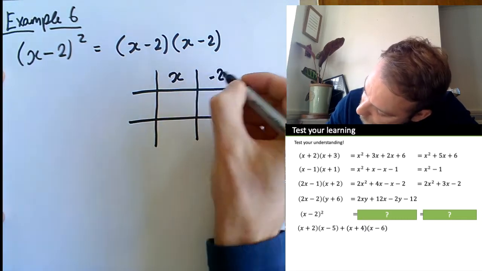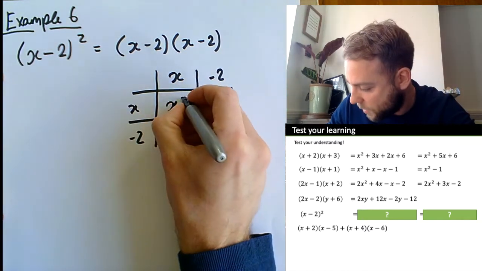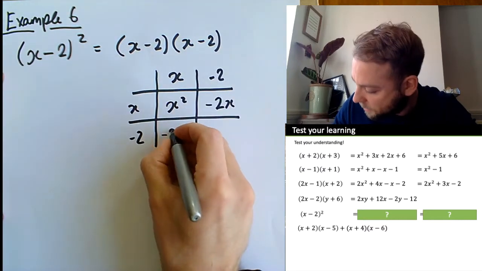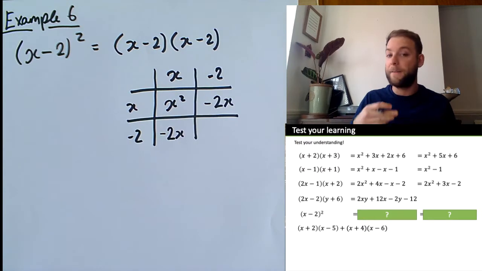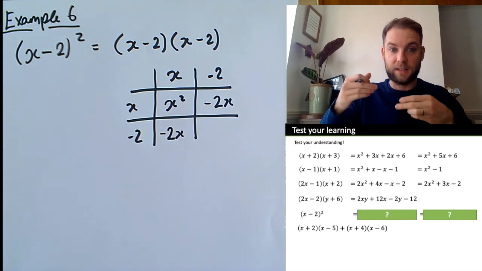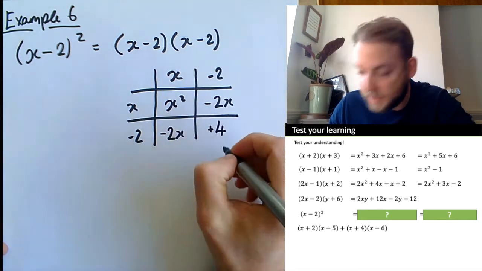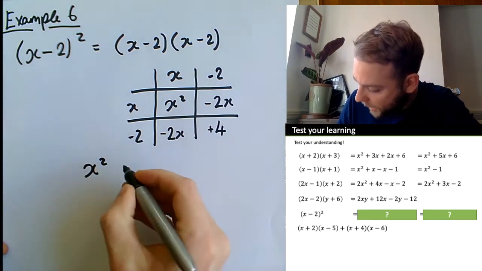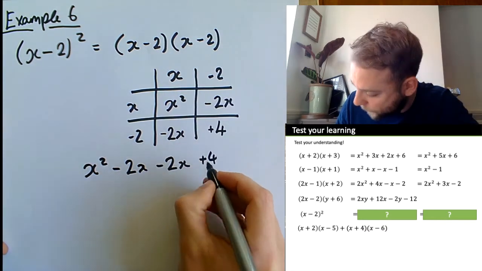x minus 2, x minus 2. X times x is x squared. X times minus 2 is minus 2x. Minus 2 times x is minus 2x, the same. And minus 2 times minus 2, now be careful of that. Straight away when I see that minus and minus, I'm thinking minus times a minus is a positive value. Minus 2 times minus 2 is equal to positive 4. So here we have x squared minus 2x plus 4.